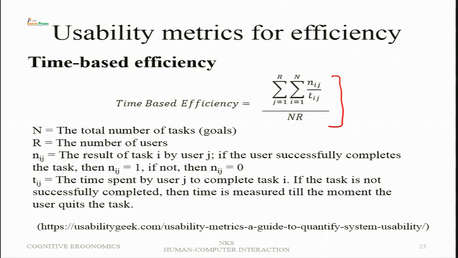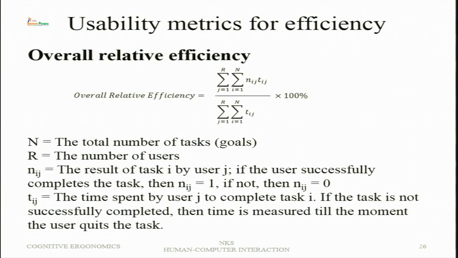Then small Nij is the result of task i by user j. If the user successfully completes the task, then Nij equals 1. If not, Nij equals 0. Tij is the time spent by user j to complete task i. So if there are several tasks, you add all those. If the task is not successfully completed, then time is measured till the moment the user quits the task. So if the user says, okay, I'm not able to do it, I'm quitting, then that is the time from the start time. So this is time-based efficiency. Similarly, there is overall efficiency.